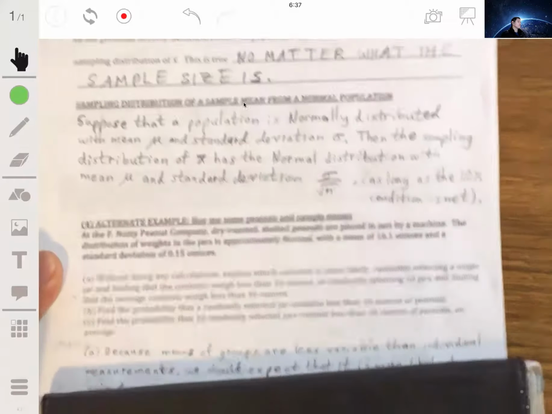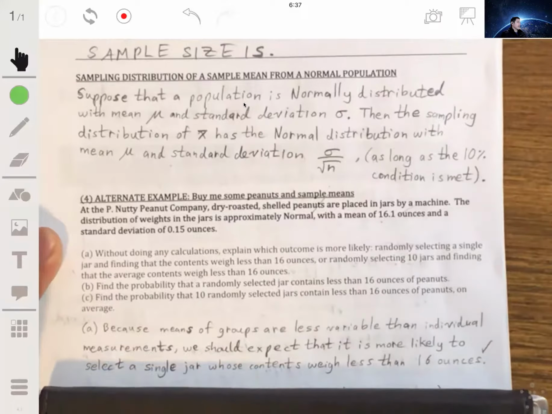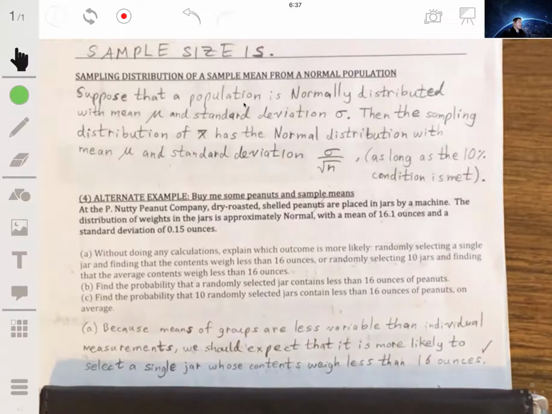But we would say that it would be more likely to grab one single random jar and it would weigh less than 16 ounces, because groups of individuals have less variability when we're measuring the mean. It's more likely that you grab one and its value is less than 16, than that you grab 10 and the average of those 10 is less than 16.